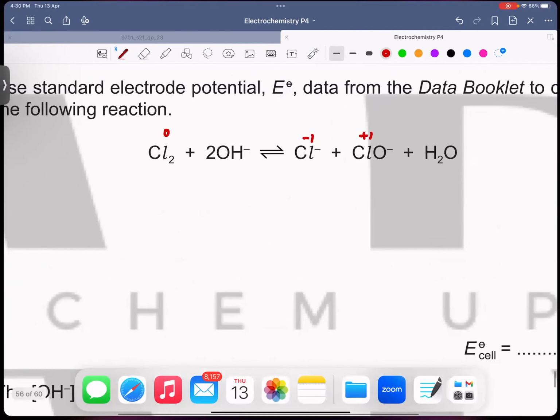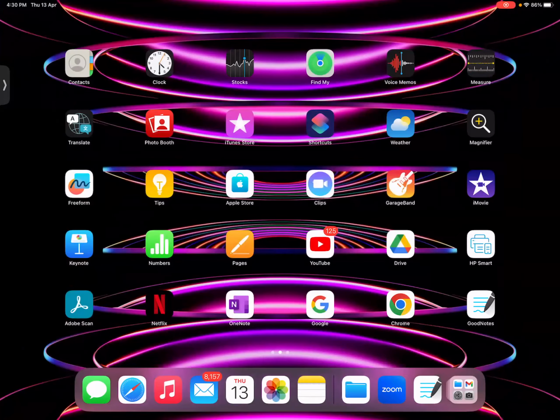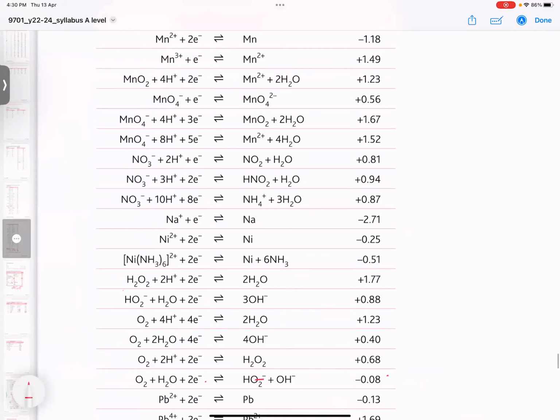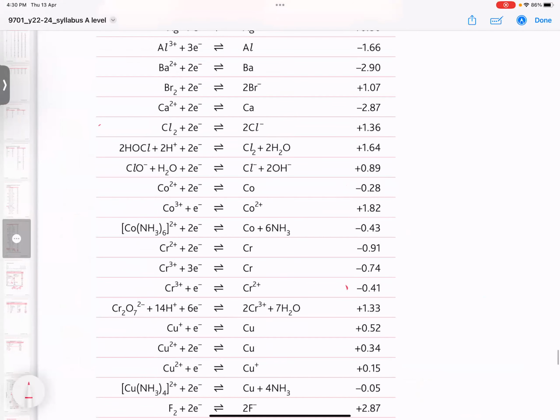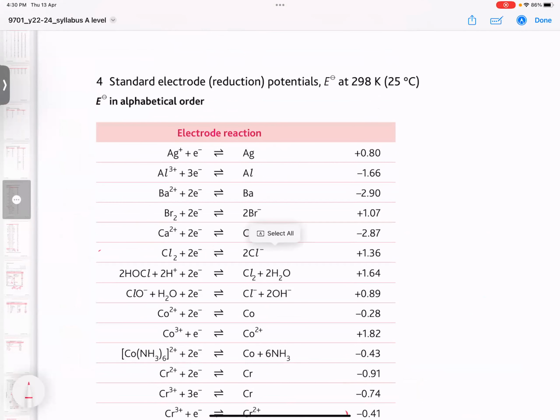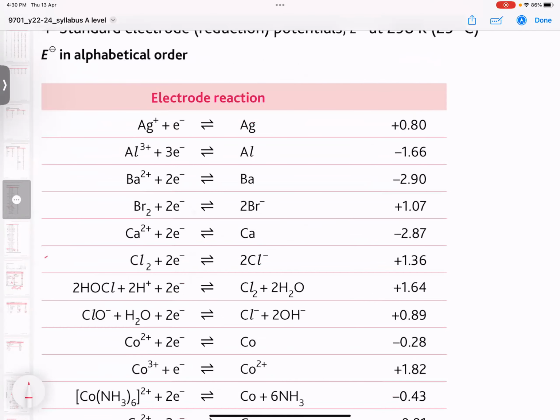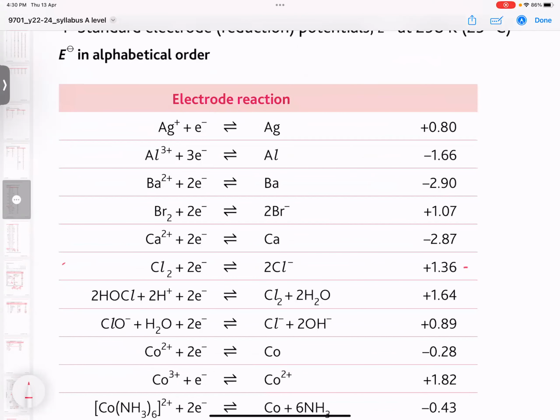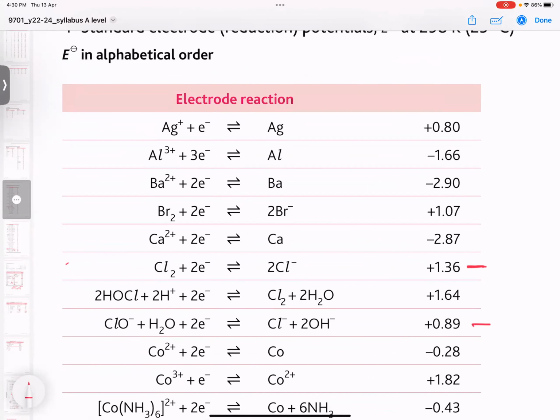So if you see and find the chlorine over here, if you see one equation, we can use this one. Now I am asking from you guys, can you tell me which the second equation would be used? Sir, ClO minus plus H2O plus 2e minus. This one. Very good, Mubashir.